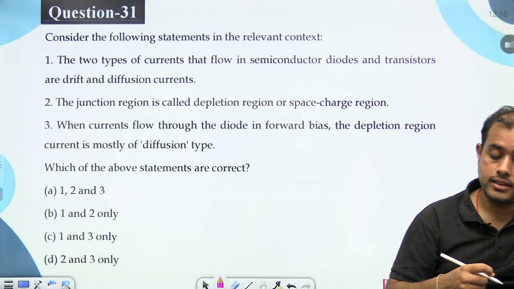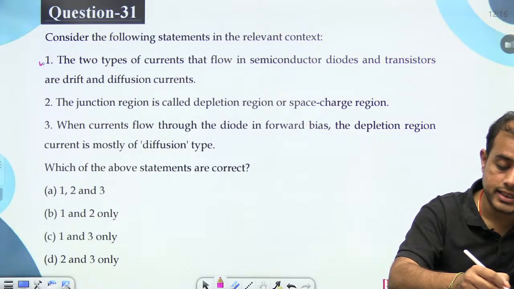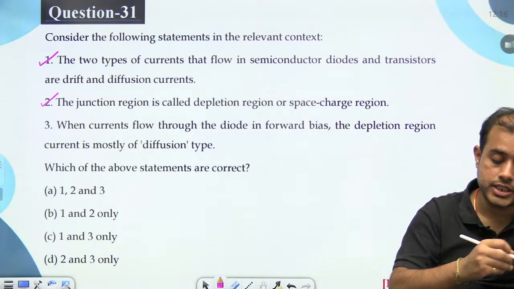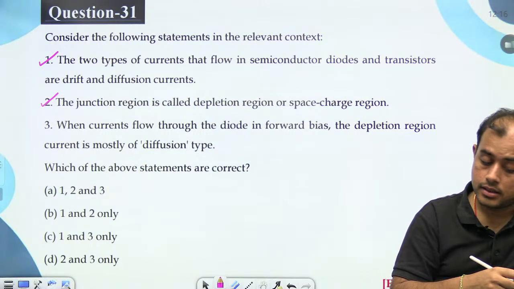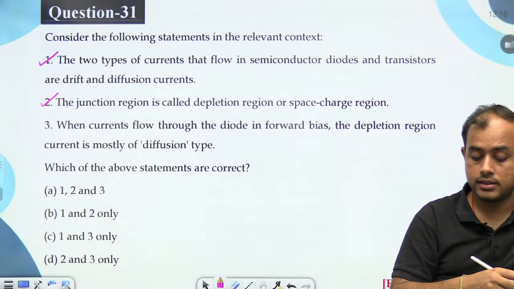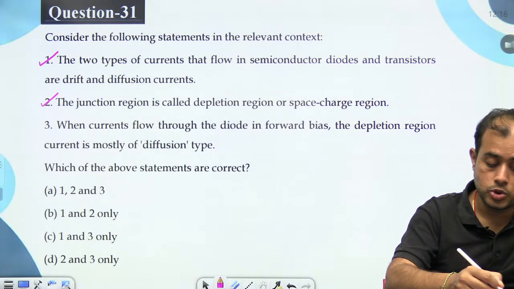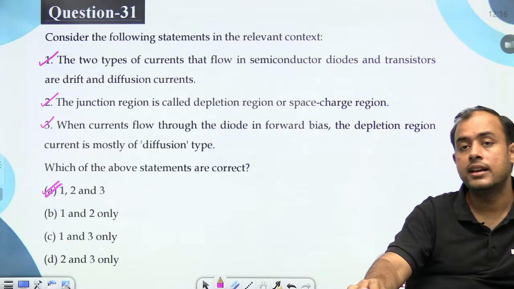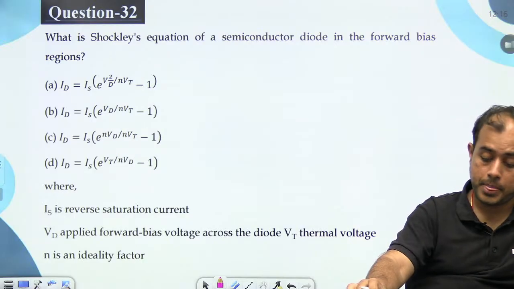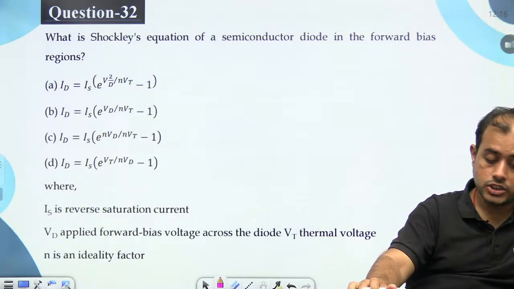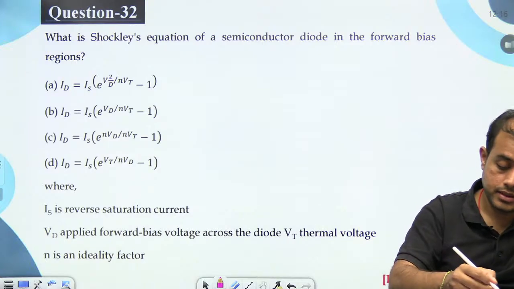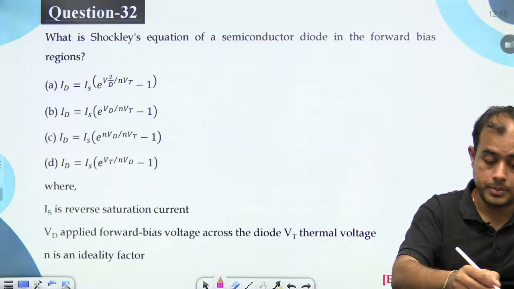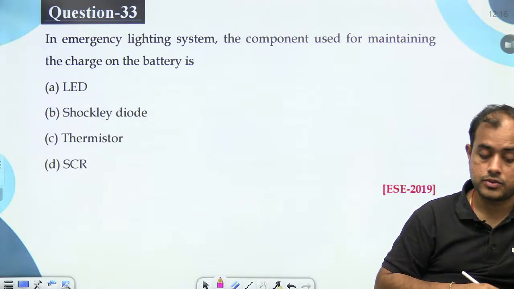ESE 2018, the two types of current in semiconductor, diode and transistor are drift and diffusion. Junction is called depletion region or space charge region. When current flows through the diode, the current is mainly of diffusion type. Yes. Forward bias में जो current होता है, that is diffusion current. In reverse bias, it is drift current. ESE 2019, Shockley equation. D option. Okay. Sorry. B option. VD by eta VT minus 1.